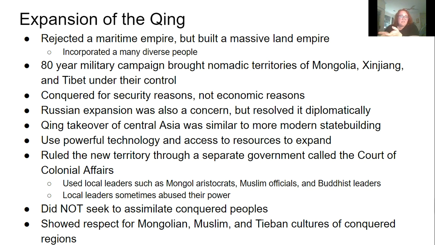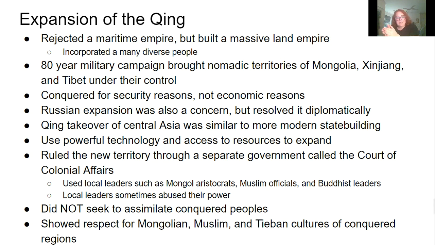They ruled the new territory through a separate government called the Court of Colonial Affairs, where they would use Mongolian aristocrats, Muslim officials, and Buddhist leaders. And then they would use these local leaders. These local leaders would sometimes abuse power, like they all do.